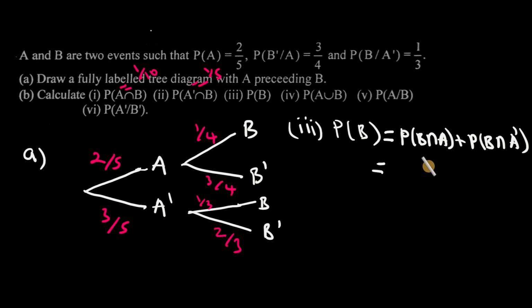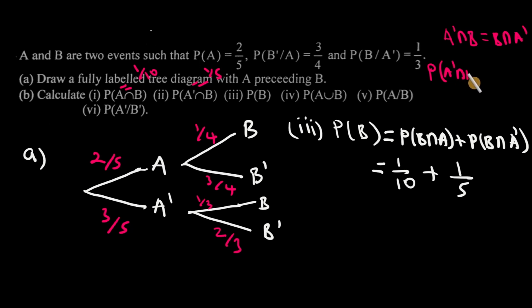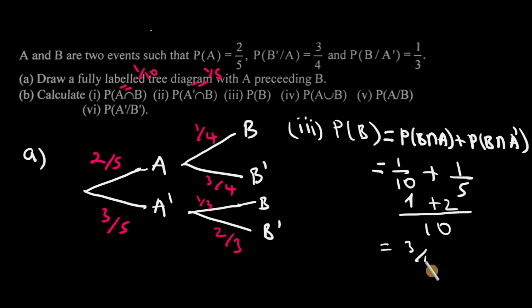So that is probability of B intersection A. We obtain it from Roman 1 as 1 on 10 plus probability of B intersection A prime, which we obtained as 1 on 5. A prime intersection B is the same as B intersection A prime. That is, probability of A prime intersection B is the same as probability of B intersection A prime. So that is why I am writing 1 on 5 here. Let's say I look for the LCM. I'll have 10 here 1, 1 times 1 is 1, 5 here 2, 2 times 1 is 2, which is the same as 1 plus 2 is 3 on 10. So it means probability of B here is equal to 3 on 10.